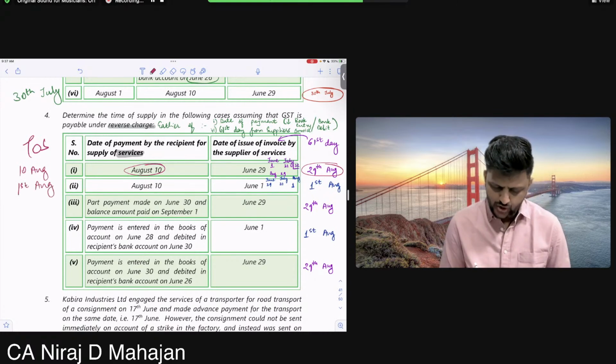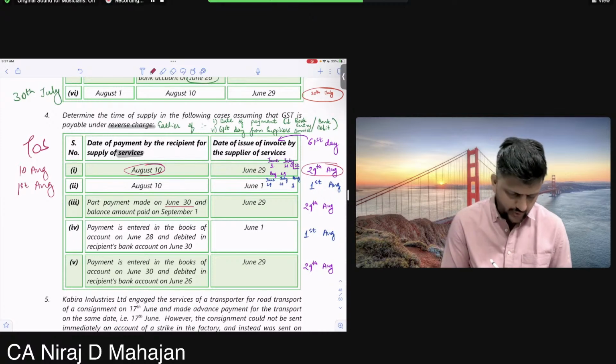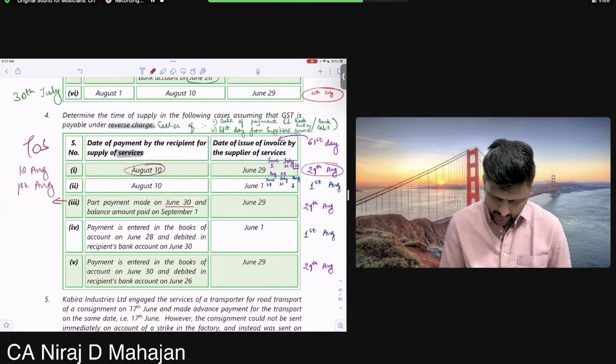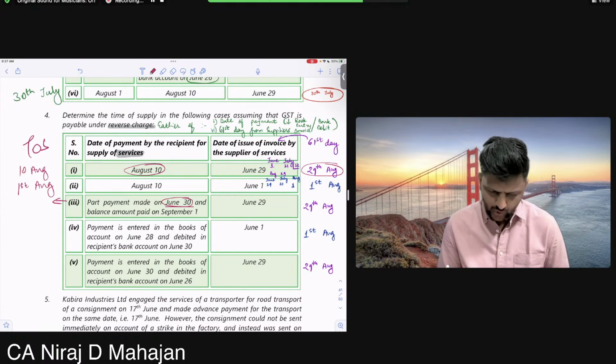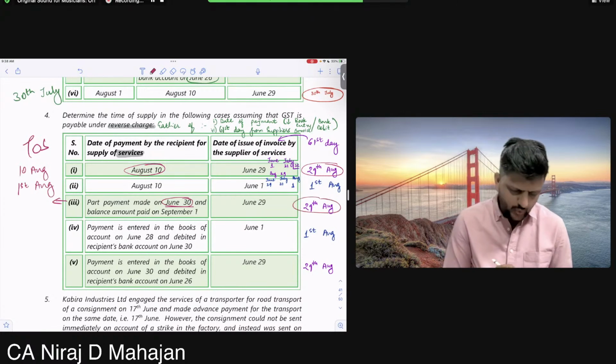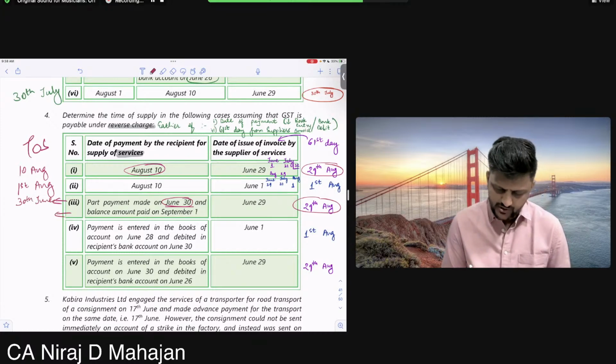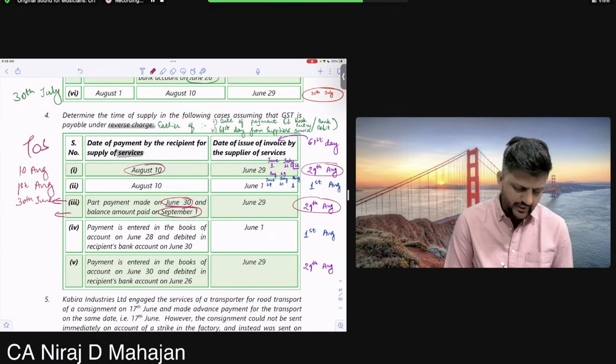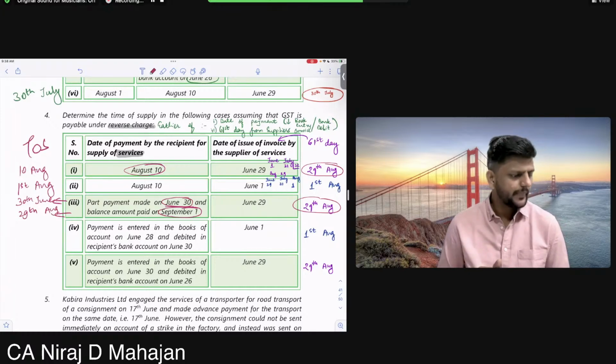Part payment made on 30th June. Okay, so it will be again 2 answers. I'll compare 30th June with 29th August. So again 2 answers. 30th June. And second answer, I'll compare 1st September with 29th August, so 29th August. Is it okay, everybody?